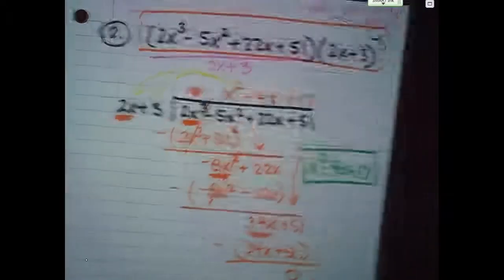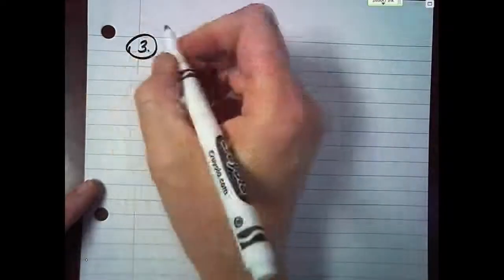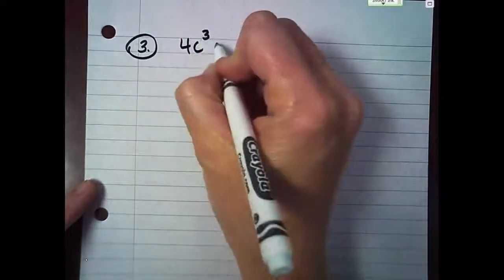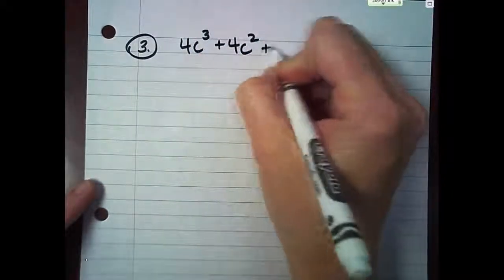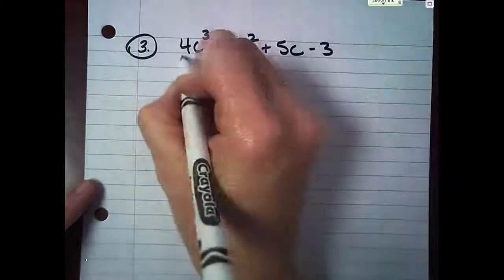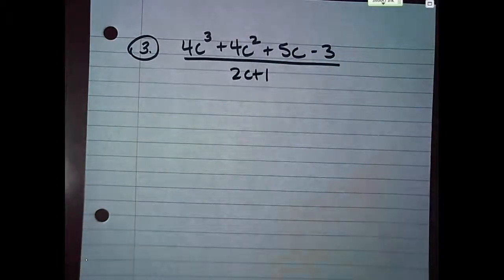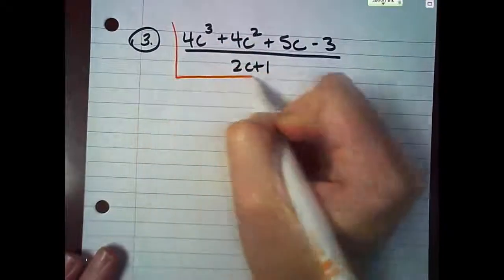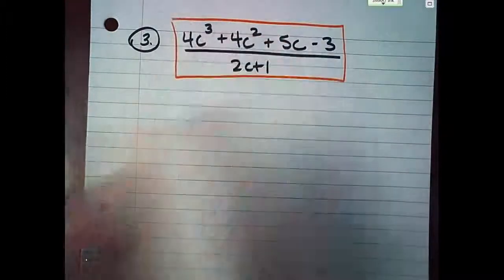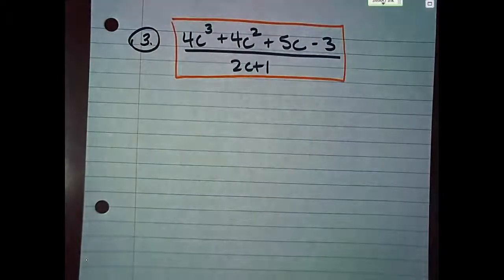Ready? Okay. There's 5. We're going to do 5. 4c cubed plus 4c squared plus 5c minus 3 divided by 2c plus 1. Set up your division problem.